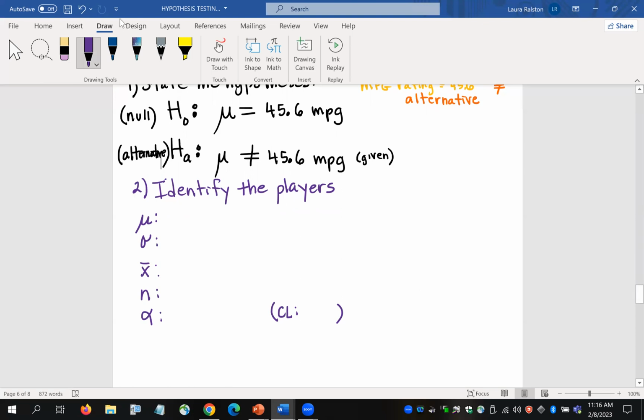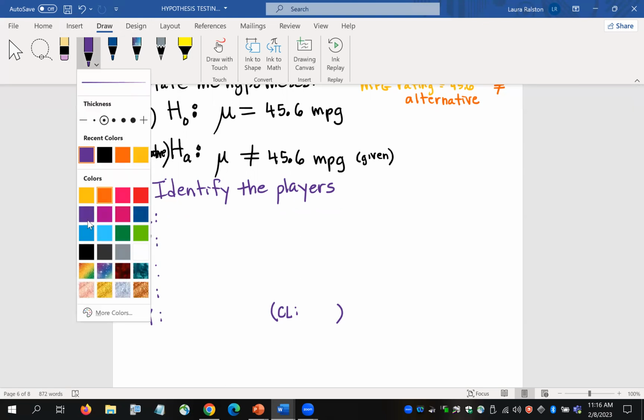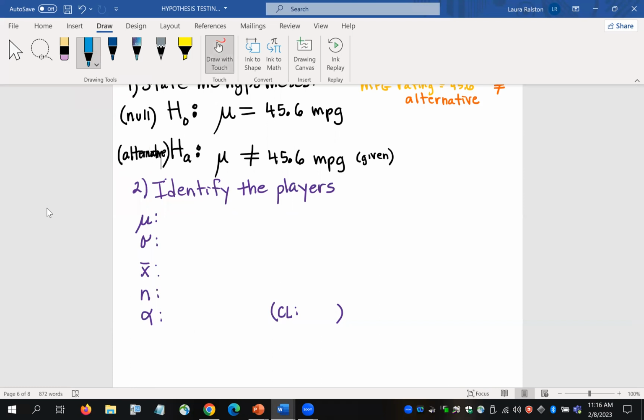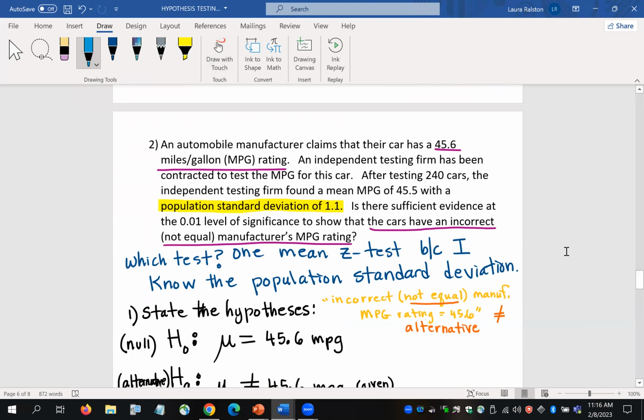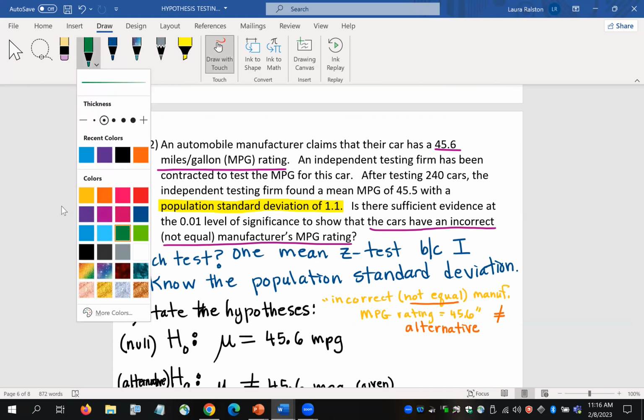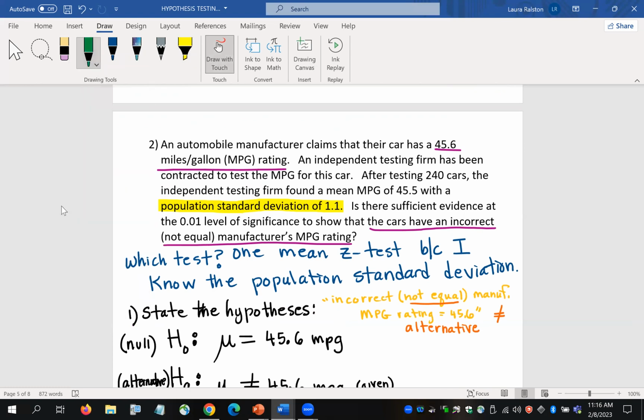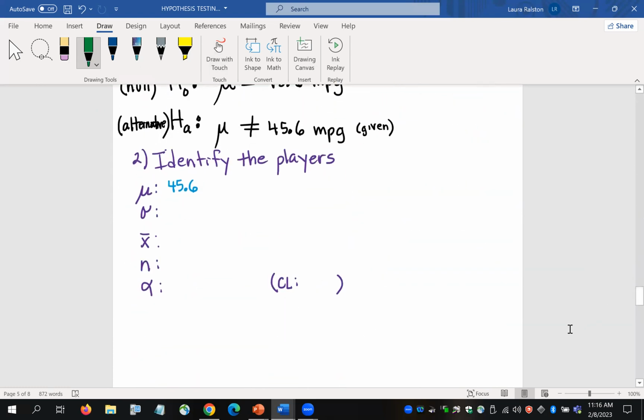So if I go back and I read, I know that my population mean comes from my hypothesis, so it is 45.6. Again, if I begin in about the third sentence, it says, after testing 240 cars. So my sample size, it doesn't literally call it a sample, but it said it tested 240 cars. So my sample size was 240.